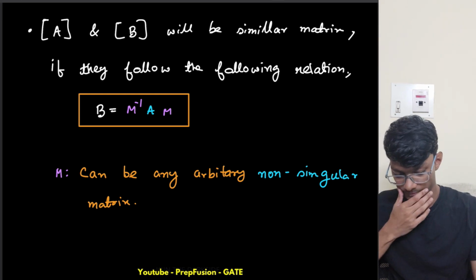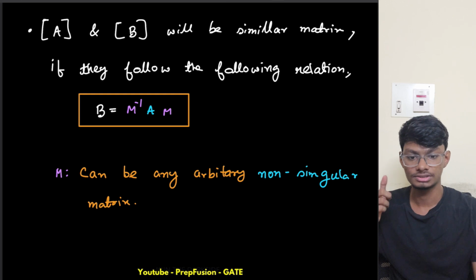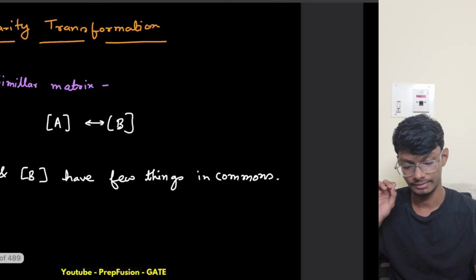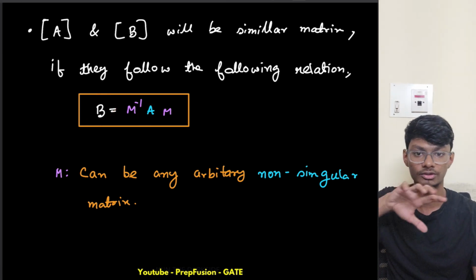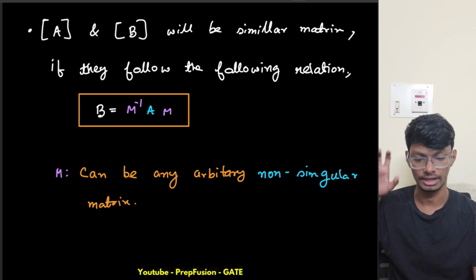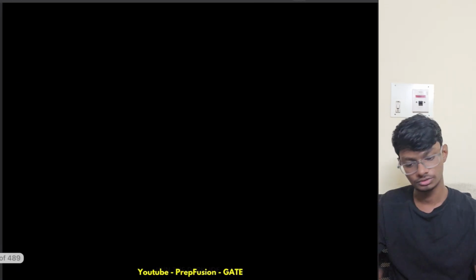Let us understand what things will be the same. Why did I tell you that B and A will have the same eigenvalues? I told you that for A and B to be similar matrices, they need to have the same eigenvalues. Let us prove it, then we will understand.